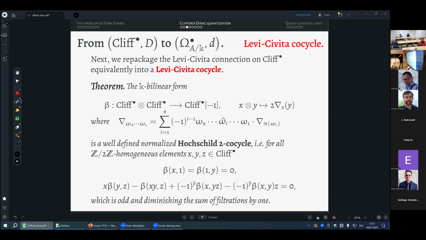So now we are starting to think about this Levi-Civita connection on this Clifford algebra as a completely different animal.